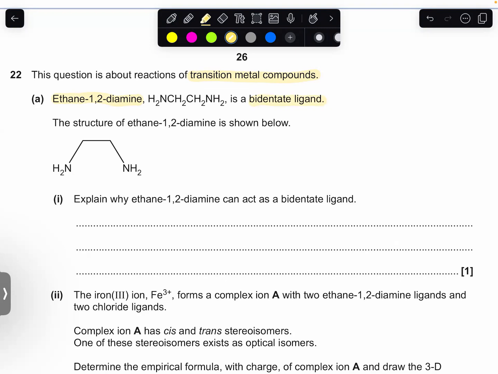It's a skeletal formula. And it says, why can ethane-1,2-diamine act as a bidentate ligand? You see, in this bidentate ligand, you've got two amine groups, and the nitrogens have a lone pair on them. These lone pairs are what form a special type of bond.